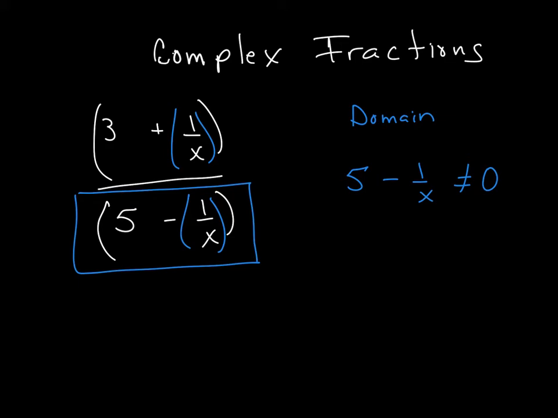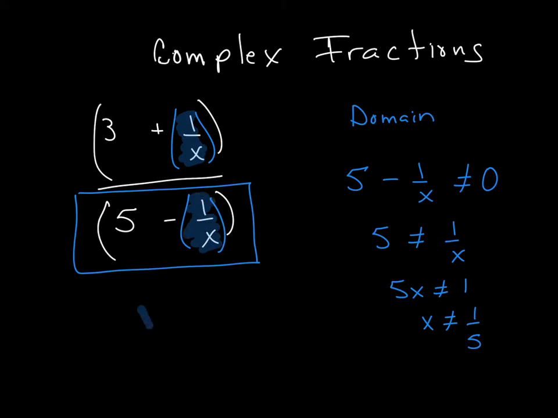So I solve that, and I have 5 cannot equal 1 over x, or 5x cannot equal 1, x cannot equal 1/5. Now, you also have the two other fractions that are inside the numerator and inside the denominator themselves. And both of those give us that x cannot equal 0. So that would be the domain of this complex fraction. Now let's go ahead and simplify it.